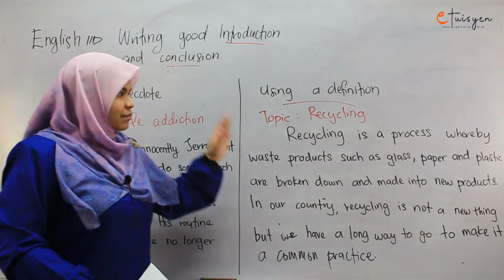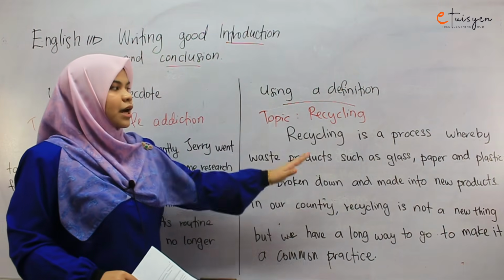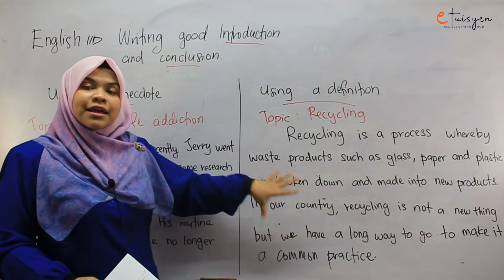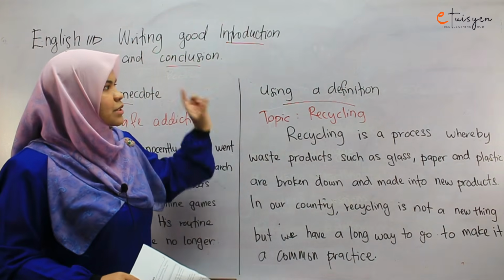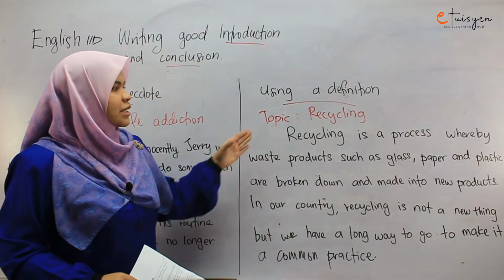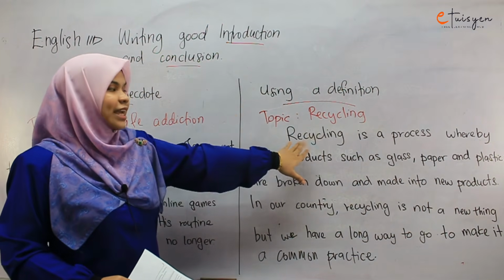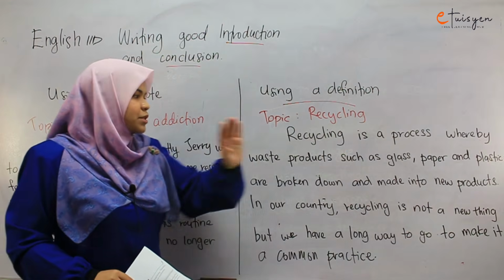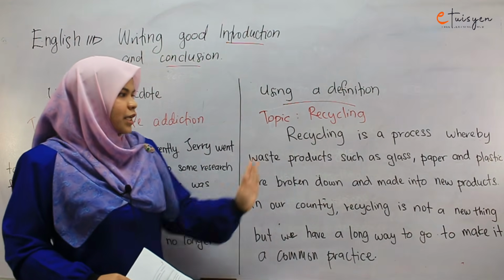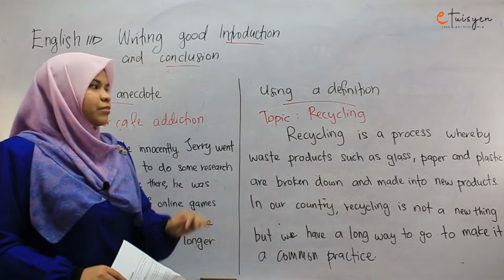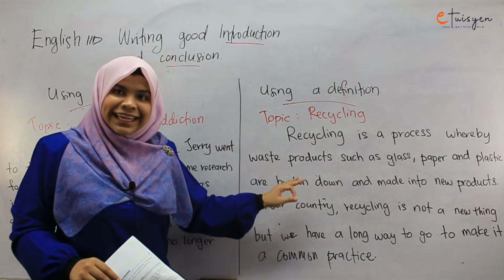Okay, so as you can see here, this introduction I started is using a definition. So the definition is on recycling. Recycling is a process whereby waste products such as glass, paper and plastics are broken down and made into new products. Okay, now don't leave it hanging just like that.